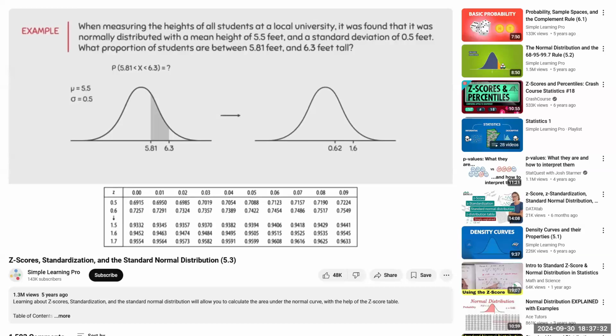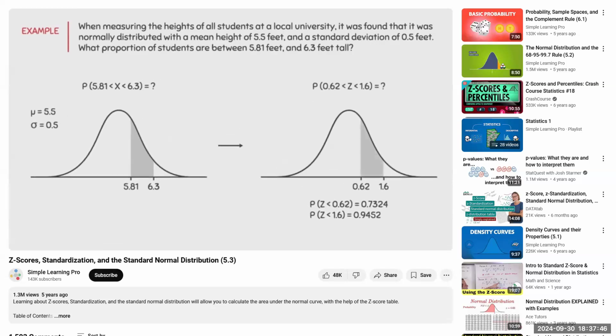According to the standard normal table, the z-score of 0.62 corresponds to an area of 0.7324, and the z-score of 1.6 corresponds to an area of 0.9452. To find the proportion of values between 0.62 and 1.6, we must subtract the smaller area from the bigger area. So 0.9452 minus 0.7324 gives us 0.2128. As a result, the proportion of students between 5.81 feet and 6.3 feet tall is 0.2128.